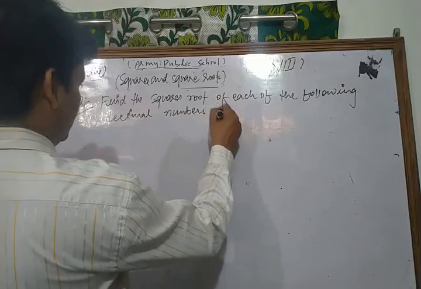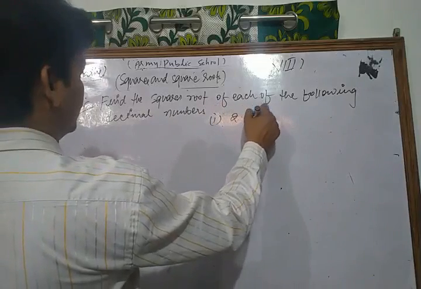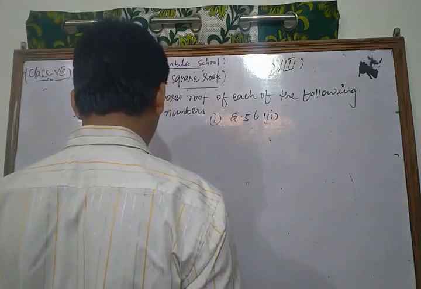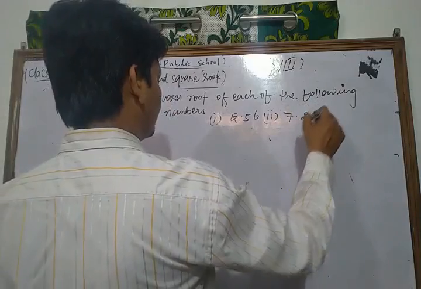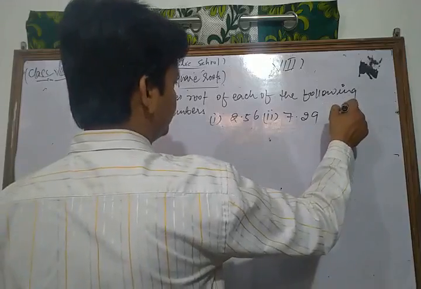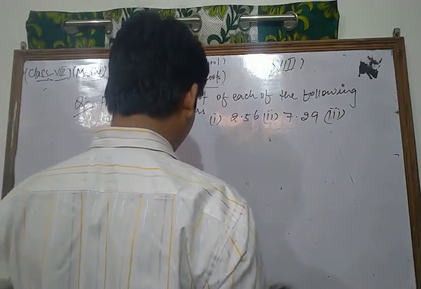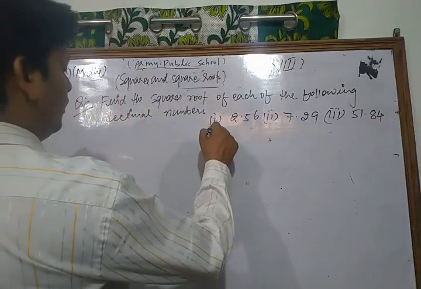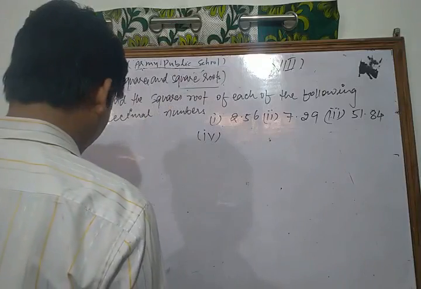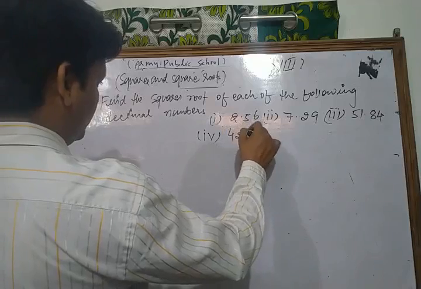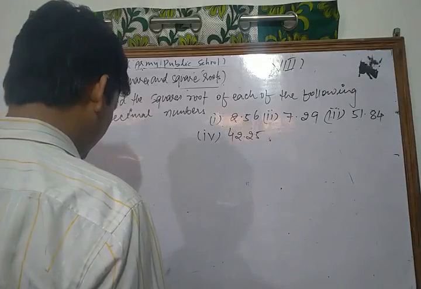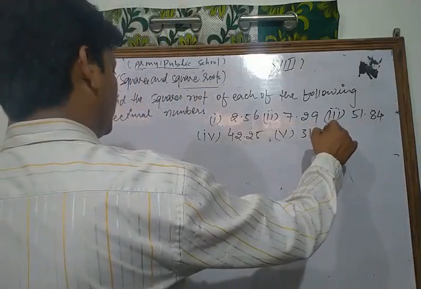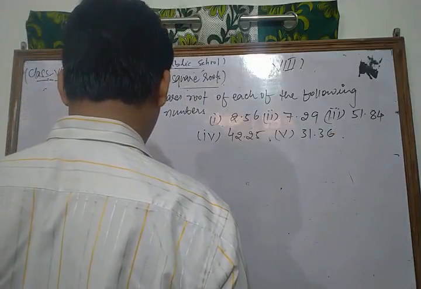And the first part of this question is 2.56. The second one is 0.29. The third one is 551.84. The fourth one is 42.25. The fifth one is 31.36. Okay.